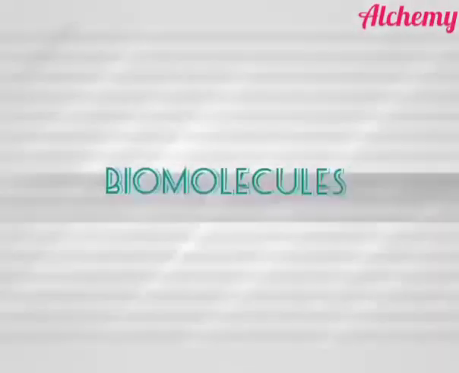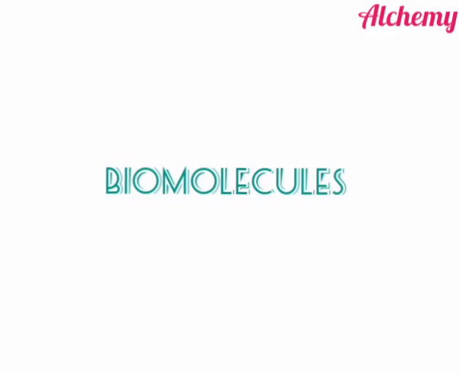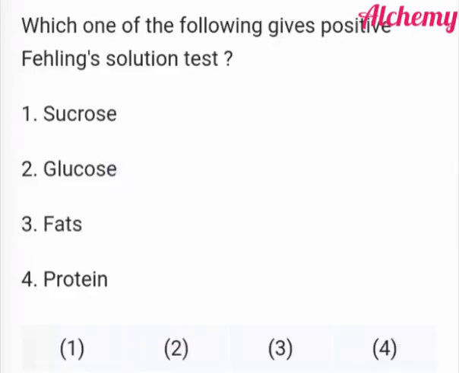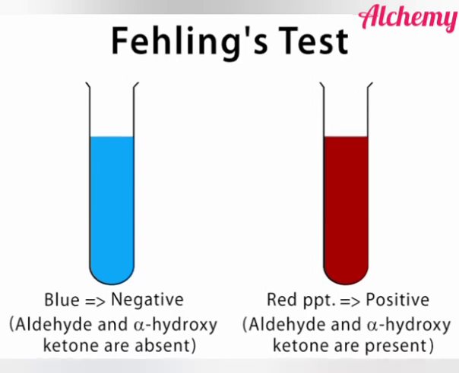In this session, we are going to discuss the important questions from the chapter Biomolecules. First question, which one of the following gives positive Fehling solution test? Fehling solution is made by mixing Fehling solution A and Fehling solution B. Fehling solution A is copper sulfate, whereas Fehling solution B is potassium sodium tartrate. When aldehydes and ketones react with Fehling solution, a blue precipitate is formed.